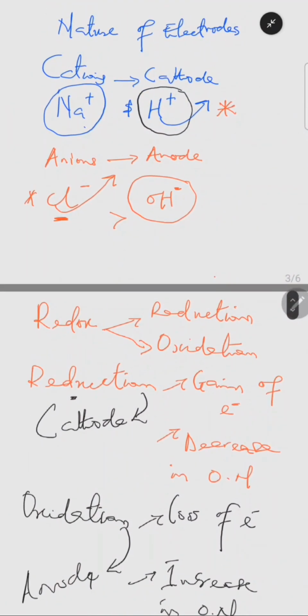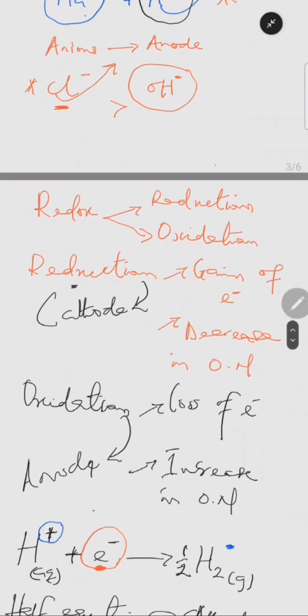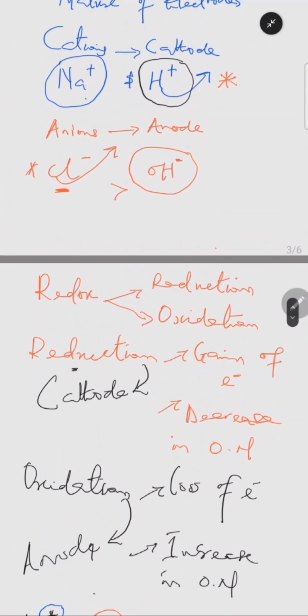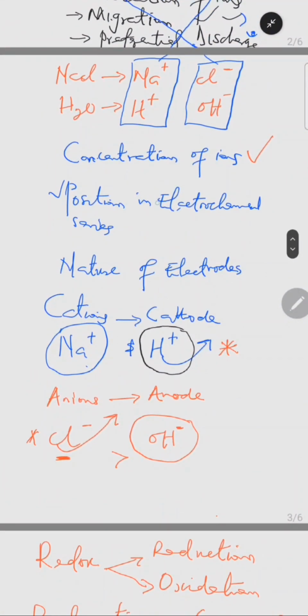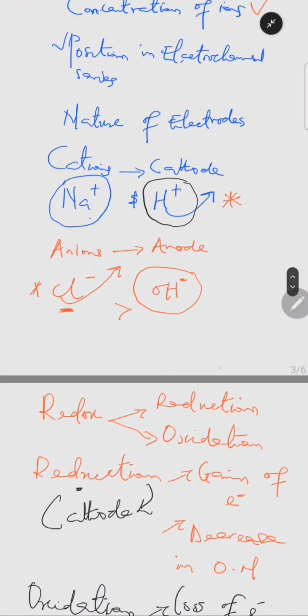What's going on at the anode? At the anode, we have chloride ion and hydroxyl ion. So how will they be liberated? We have already concluded that chloride ion will be liberated because the concentration of chloride is higher than that of hydroxyl. The ion with higher concentration will be liberated, as one of the conditions we consider during preferential discharge: concentration of ions, position in the electrochemical series, and nature of electrodes. So we have concluded that chloride ion will be discharged.